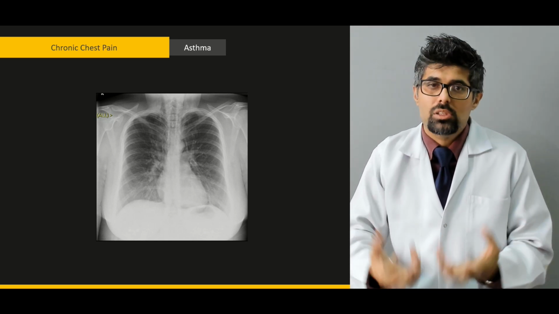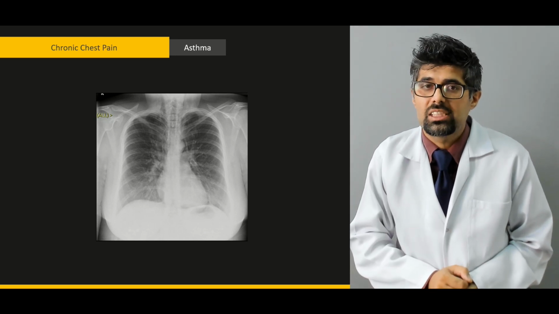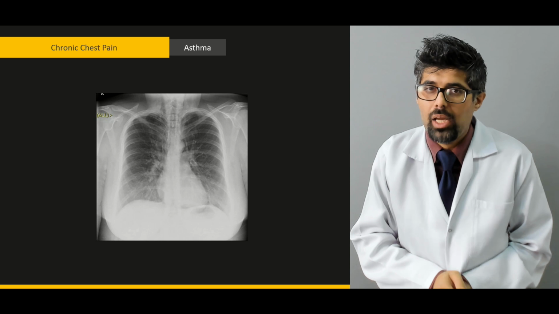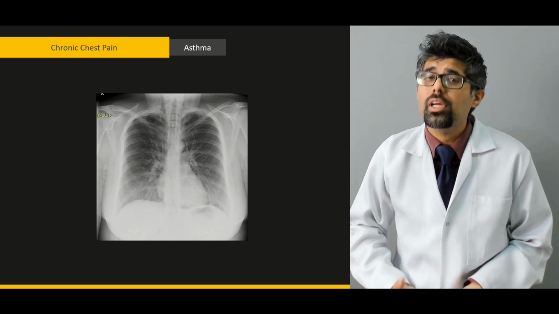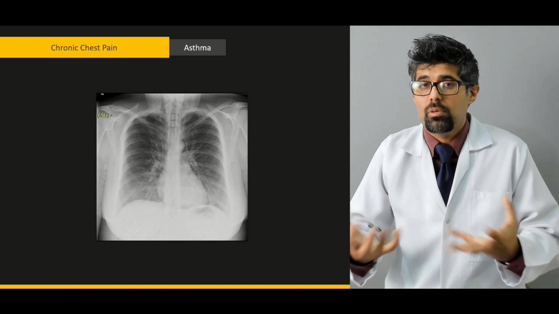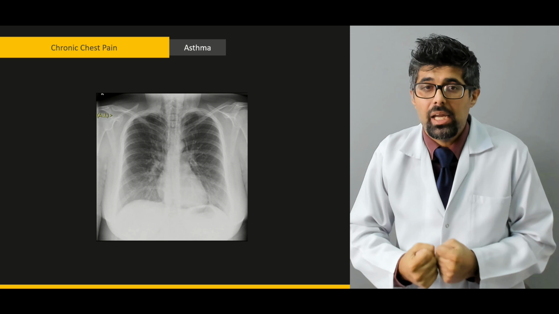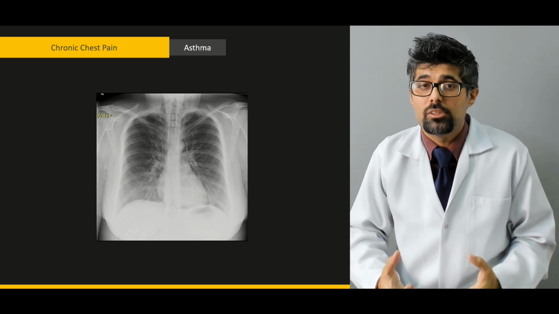That is what is diagnosed through a physical exam, but it is the most common example of a chronic chest pain. Because during an attack of asthma, the patient suffers from a congesting, contracting pain, and it can be very severe.